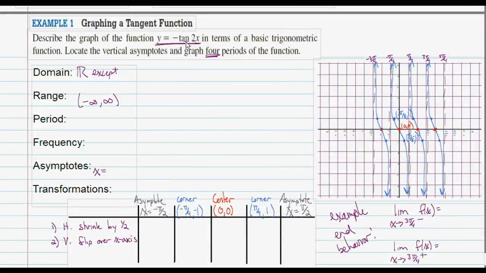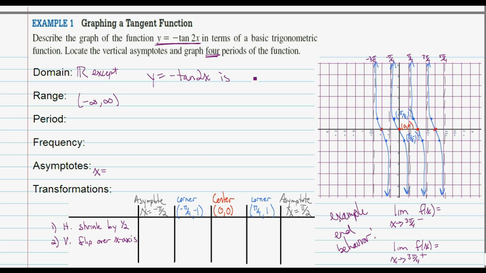Now in this tangent curve, this is example 1 in your book, the directions have asked us to describe y equals negative tangent of 2x in terms of the basic function. Well, the basic function is tangent. So y equals negative tangent 2x is the graph of tangent of x after a horizontal shrink by 1/2 and a vertical flip over the x-axis.